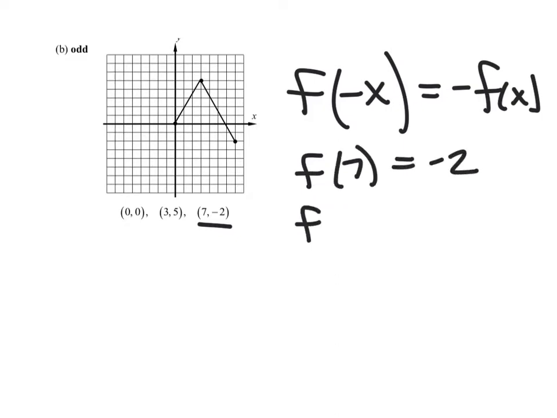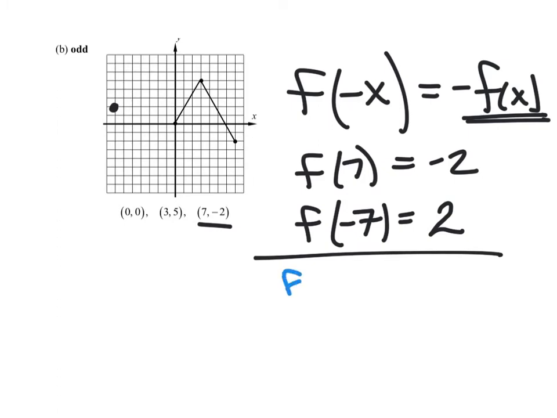So if it's odd, it says if I negate the x, this time I have to get out negative f of x. So I'm not going to get negative 2 back out, I'm actually going to get positive 2. I have to take the f of x value and make it negative. So if it's already negative, it becomes a positive. So I'm going to graph negative 7, positive 2.